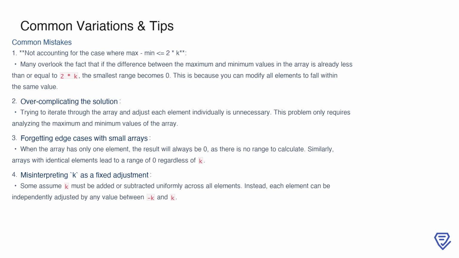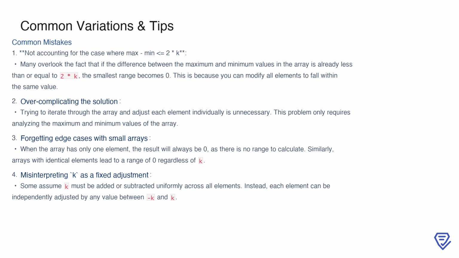Another error is overcomplicating the solution by trying to individually adjust each element in the array. Remember, the problem only requires analyzing the maximum and minimum values. You don't need to iterate through every element. Additionally, edge cases are often overlooked. For example, if the array has just one element, the range will always be 0 since there's no variability. Similarly, an array with all identical elements also results in a range of 0, regardless of the value of k.